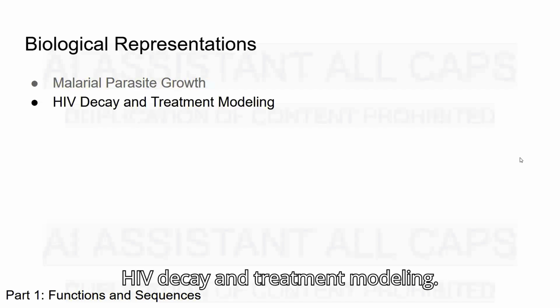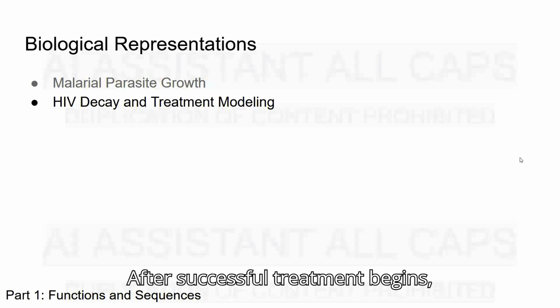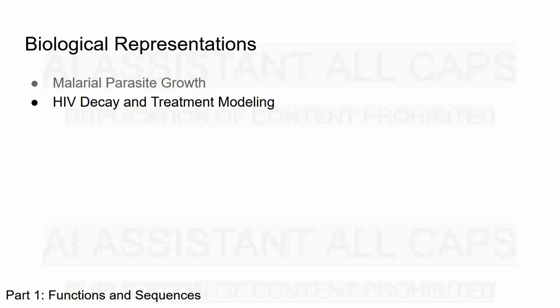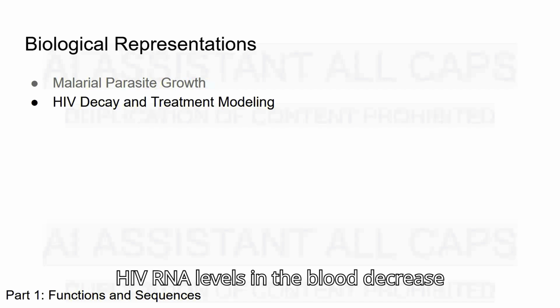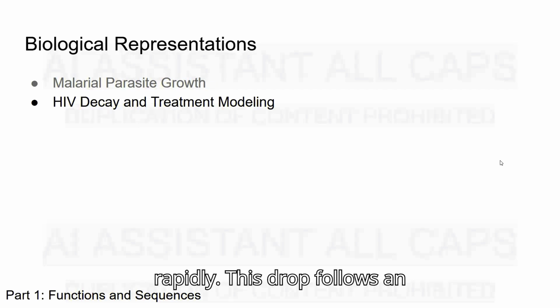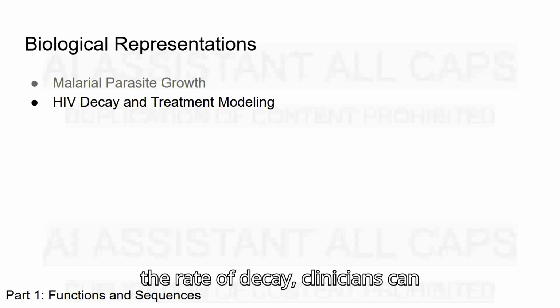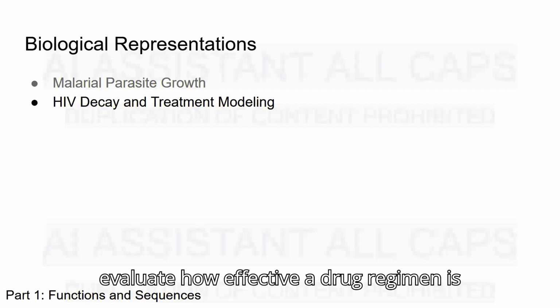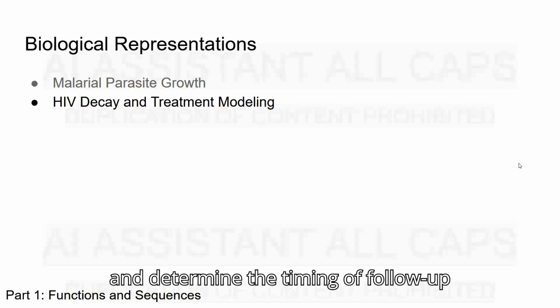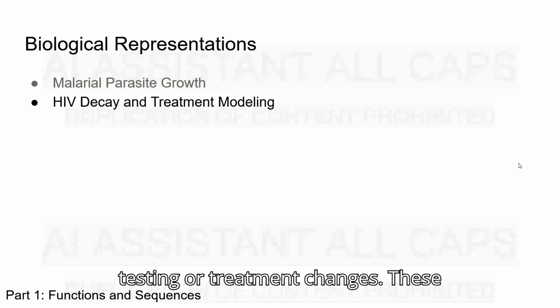HIV decay and treatment modeling. After successful treatment begins, HIV RNA levels in the blood decrease rapidly. This drop follows an exponential decay pattern. By modeling the rate of decay, clinicians can evaluate how effective a drug regimen is and determine the timing of follow-up testing or treatment changes.